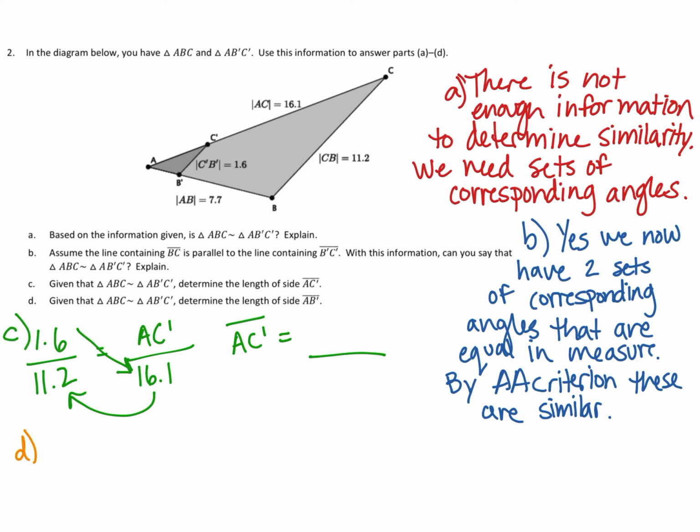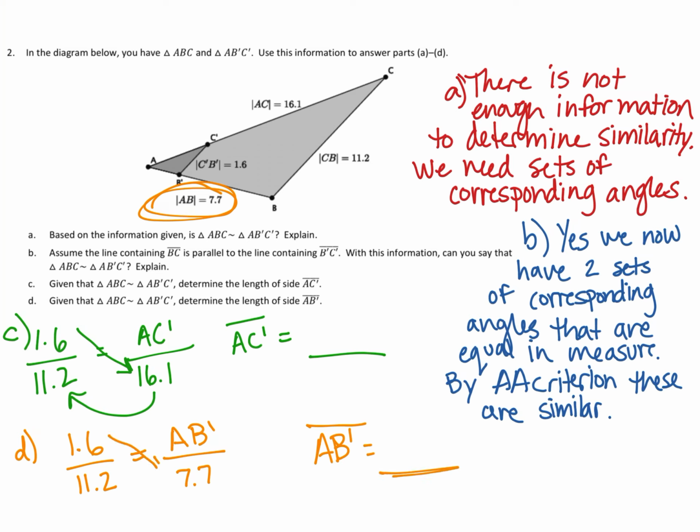Then for part D, given that they are similar, find the side length AB'. We're still going to use that scale factor relationship between CB' and CB, and we are going to set those equal to AB'. The primes go on the top. They are the new, divided by the original, which would be a regular AB. And that one is 7.7. So you are going to solve for AB' by cross multiplying and dividing.